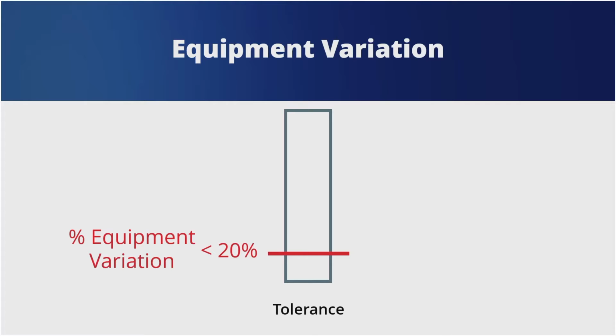Another way to express the equipment variation is the gauge capability index. An index above 1.33 means that the gauge is capable of measuring the characteristic.